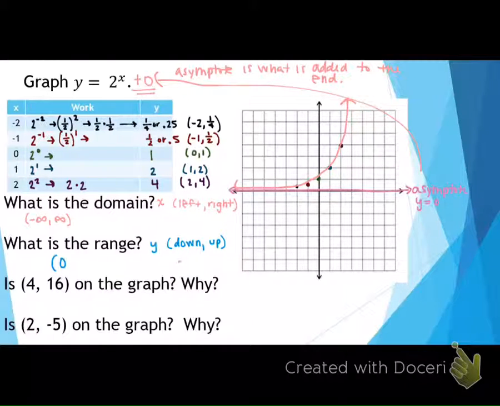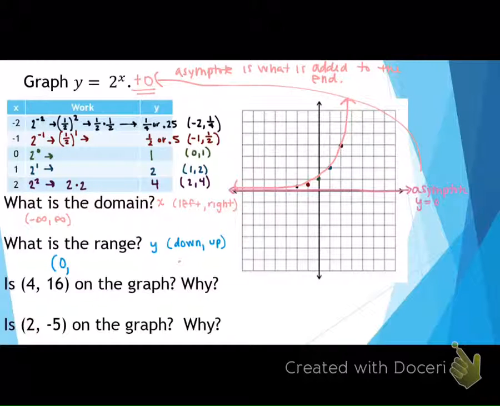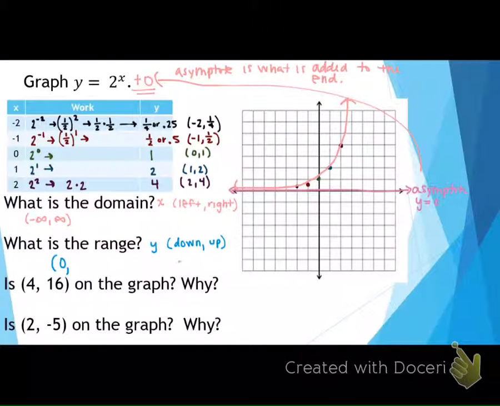So, Alex, what is the up value? What is the farthest up value? So this graph is going to go up forever, so it's infinity. Very good.